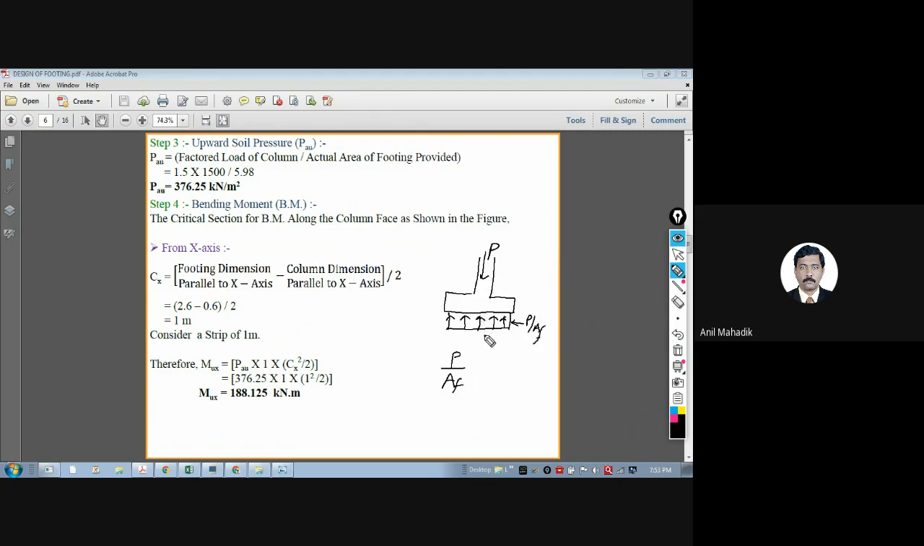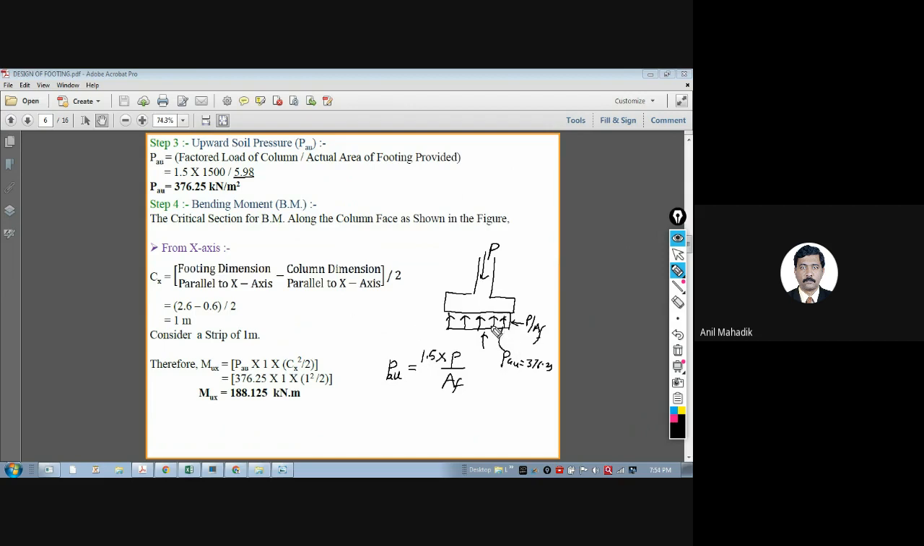Whenever you calculate this upward pressure, you need to calculate the ultimate pressure, so multiply this by 1.5. So 1.5 into P upon AF is the upward pressure, PU or PAU, whatever you name it. Here you can see the factored load on the column, 1.5 into axial load upon the area of footing provided. So this is your upward pressure, 376.25.